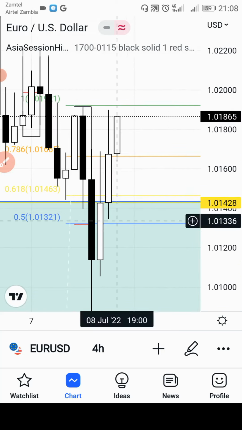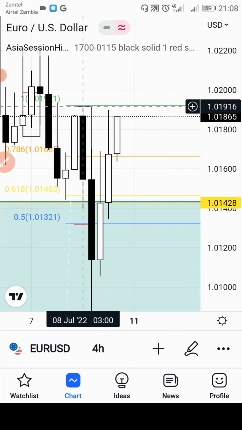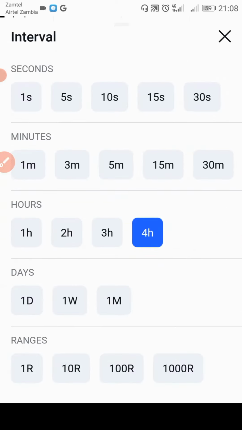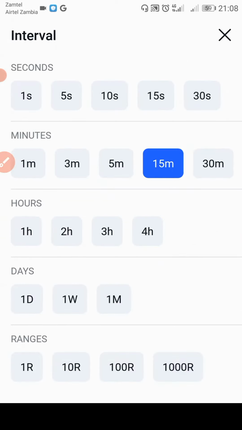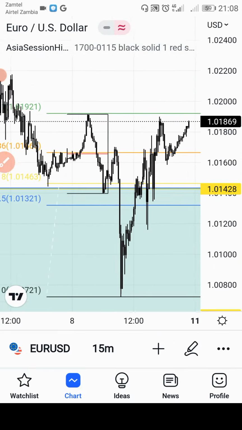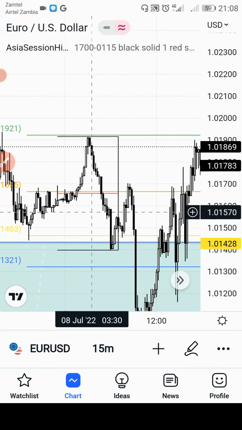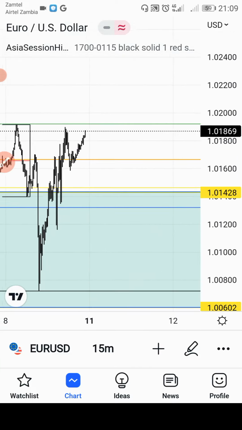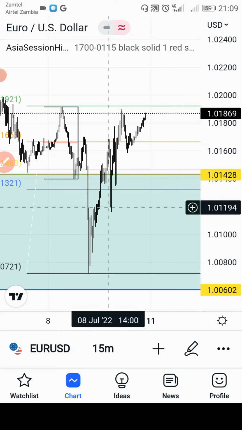and we have not yet taken out the H4 high, so we are still bearish on the H4. And now when we go to the 15 minute, we can see that this high was not actually this high. The H4 high is actually an Asia high, therefore I cannot look for sales in these zones.